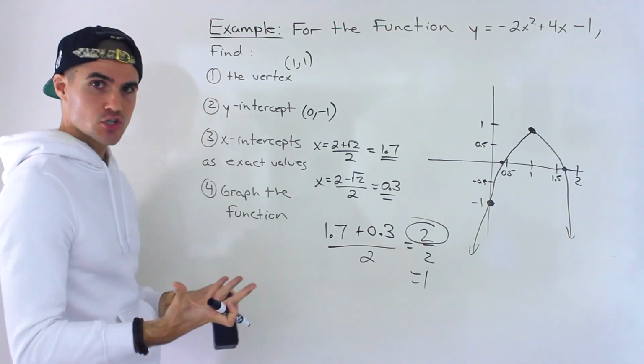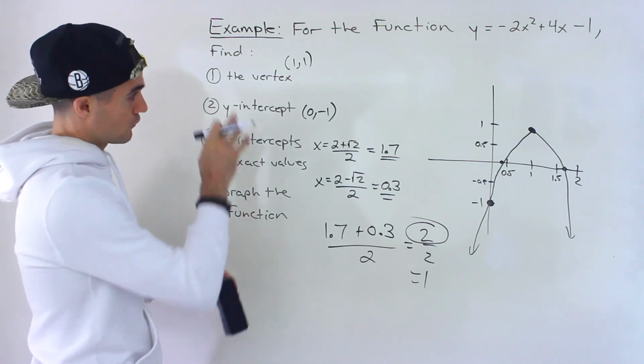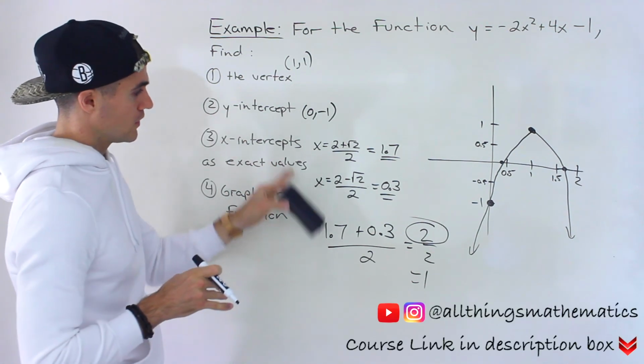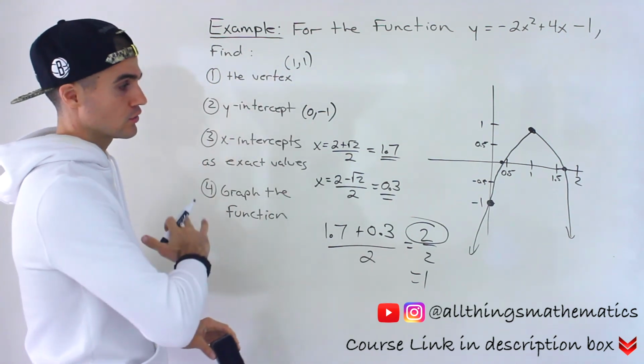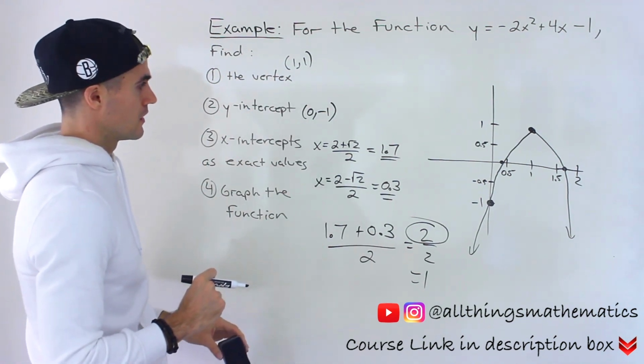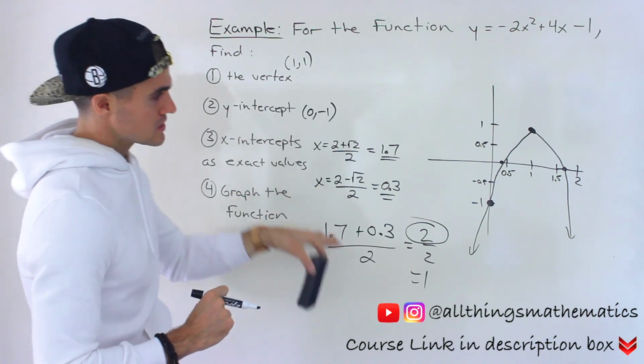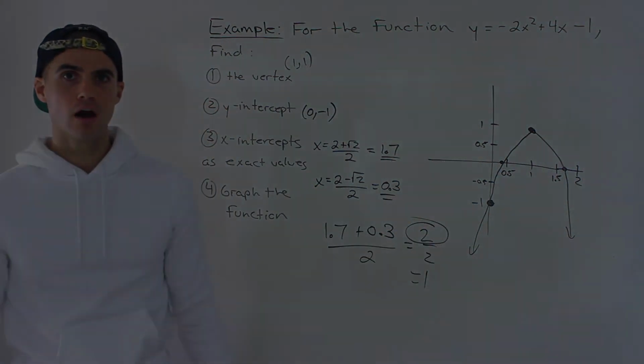So that's a nice way to check whether your vertex was correct with the x-intercepts, assuming that in the question you found the vertex earlier in the process. Right, so those are all the characteristics, and then that's the graph of the quadratic.